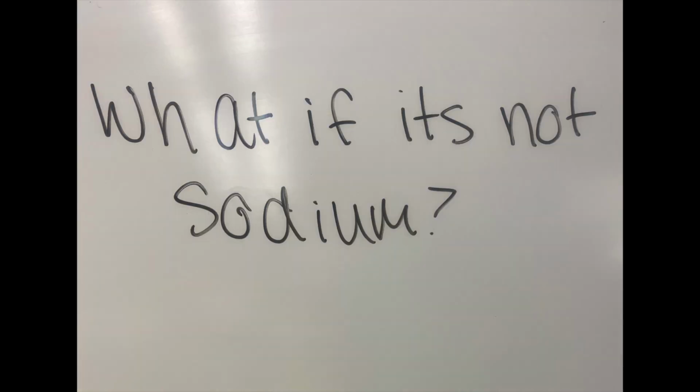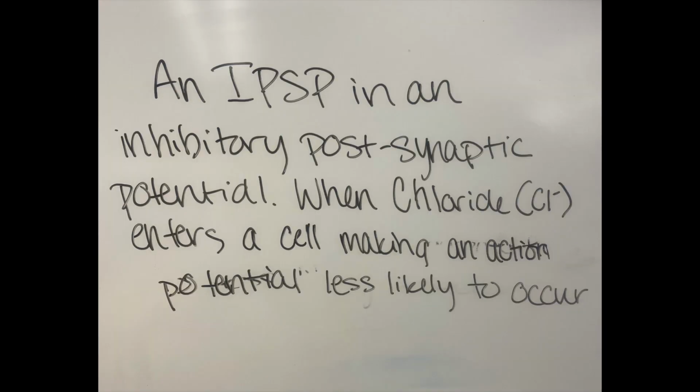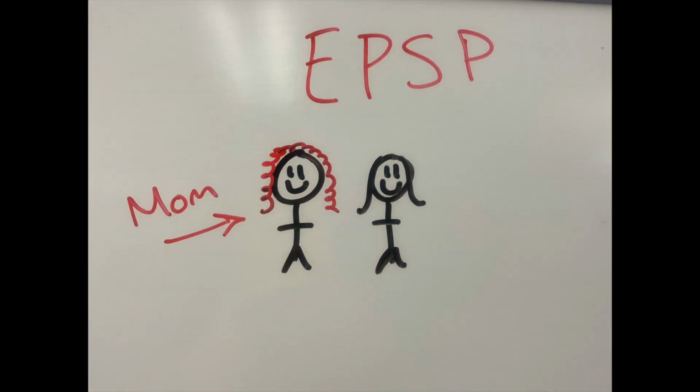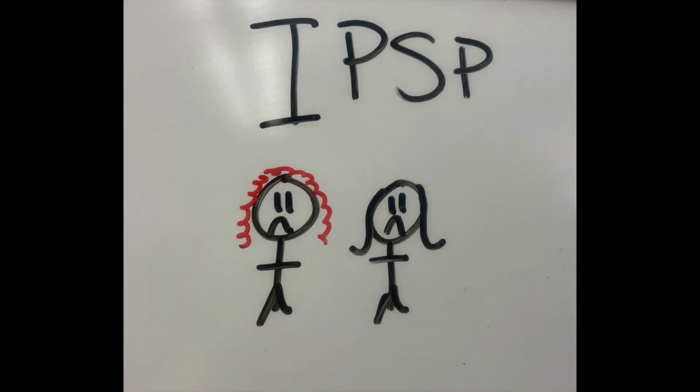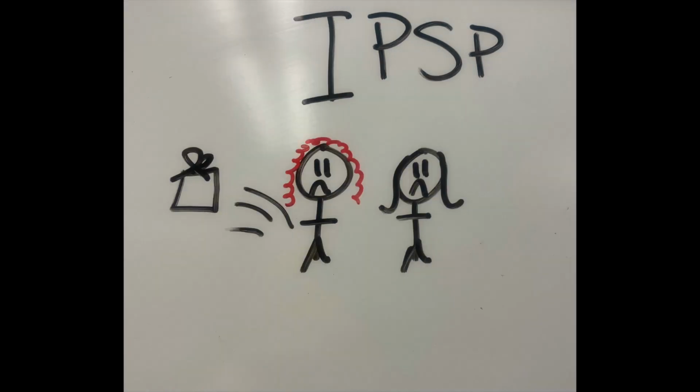What if it's not sodium? An IPSP. An IPSP is an inhibitory postsynaptic potential where chloride enters a cell, making an action potential less likely to occur. It's like when you make your mom happy, and she's more likely to give you a present. An IPSP is like when you make your mom angry, and she's more likely to not give you a present.